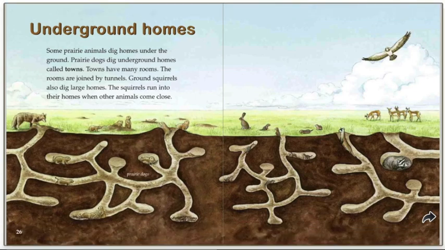Underground homes. Some prairie animals dig homes under the ground. Prairie dogs dig underground homes called towns. Towns have many rooms. The rooms are joined by tunnels. Ground squirrels also dig large homes. The squirrels run into their homes when other animals come close.